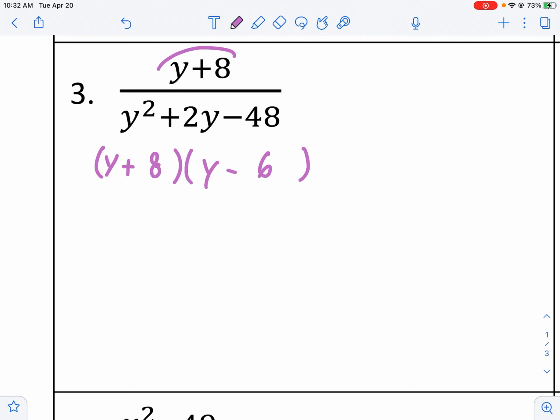What's kind of nice about these is you see this y plus 8 in the top here. So it hints to you that y plus 8 is most likely one of the factors here. So then we cancel the y plus 8 with the y plus 8. When this cancels in the top, this just becomes 1 is the only thing left here. So it's 1 divided by y minus 6.